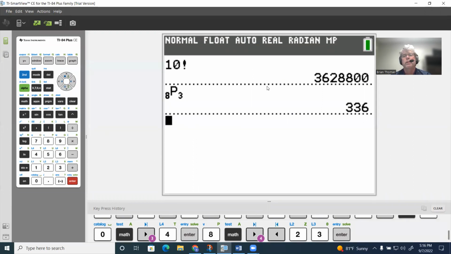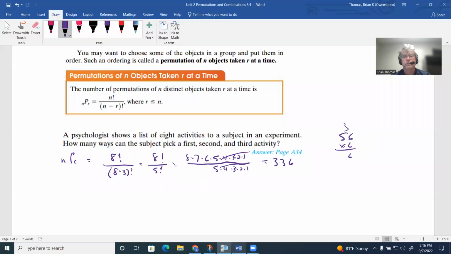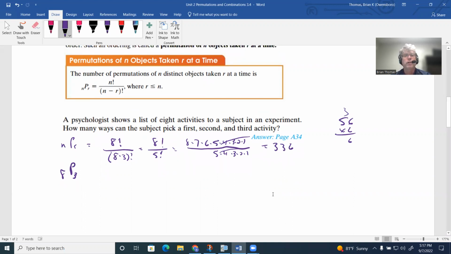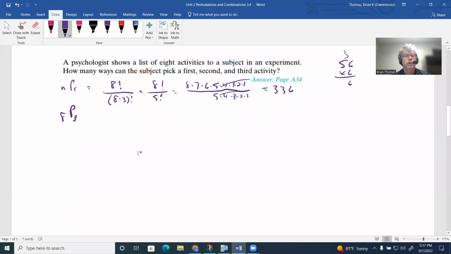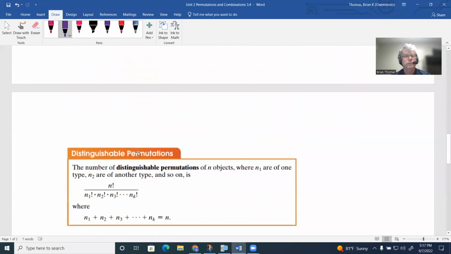Okay. So that's that one. What else do we have here? So again, you actually can type in 8 objects chosen 3 at a time, and that would give us our 336 things. And notice how they're saying there is an ordering there. So there's 336 ways of ordering that.